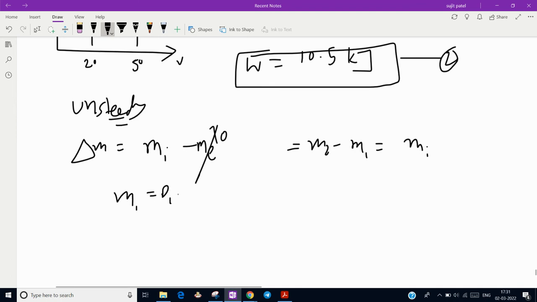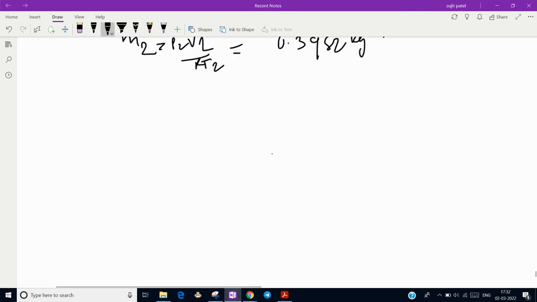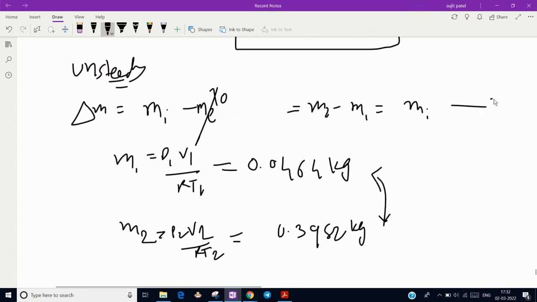M1 is equal to P1 V1 upon R T1. We have all the values P1, V1, R, T1 from the upper side. You can just go back a few seconds, you will see the data, and you can find 0.064 kg. And M2 is P2 V2 upon R T2. We have all the values P, V, R, T at the final state also, so you get 0.3982 kg. This difference M2 minus M1 will give Mi. So put all these values in this equation number 3.